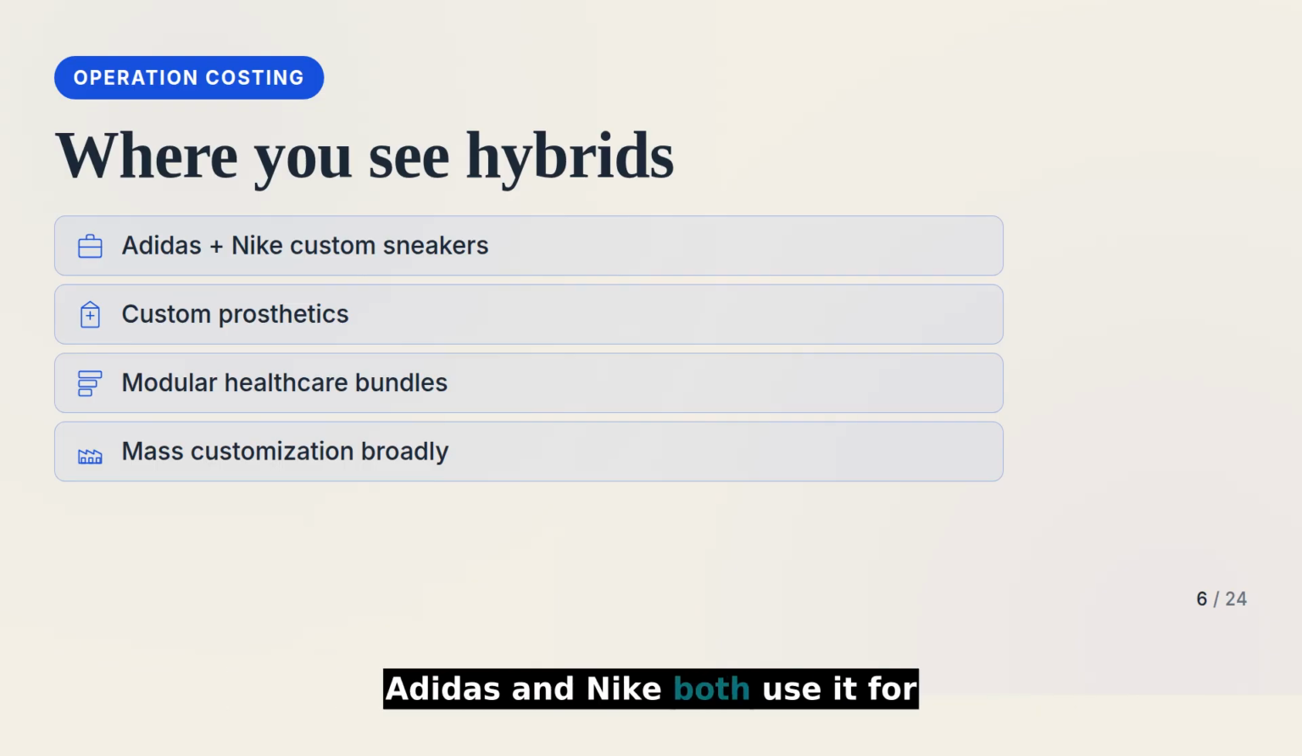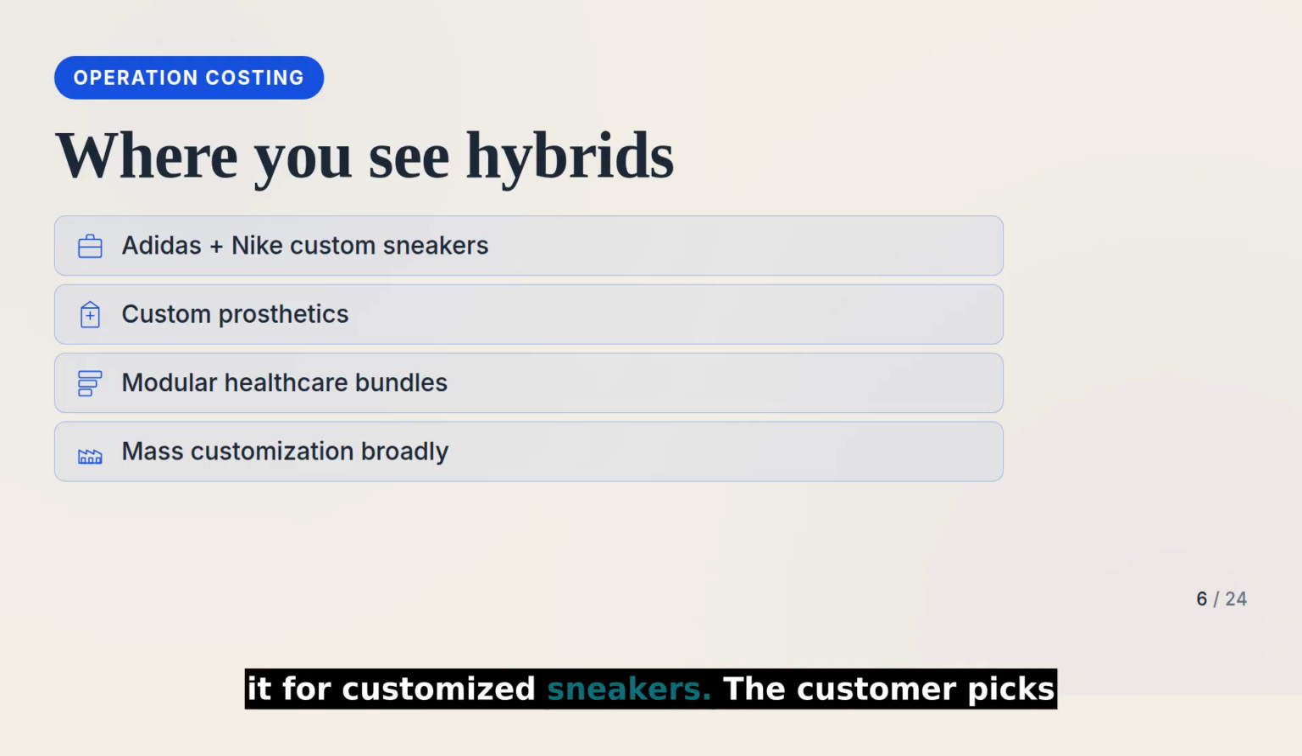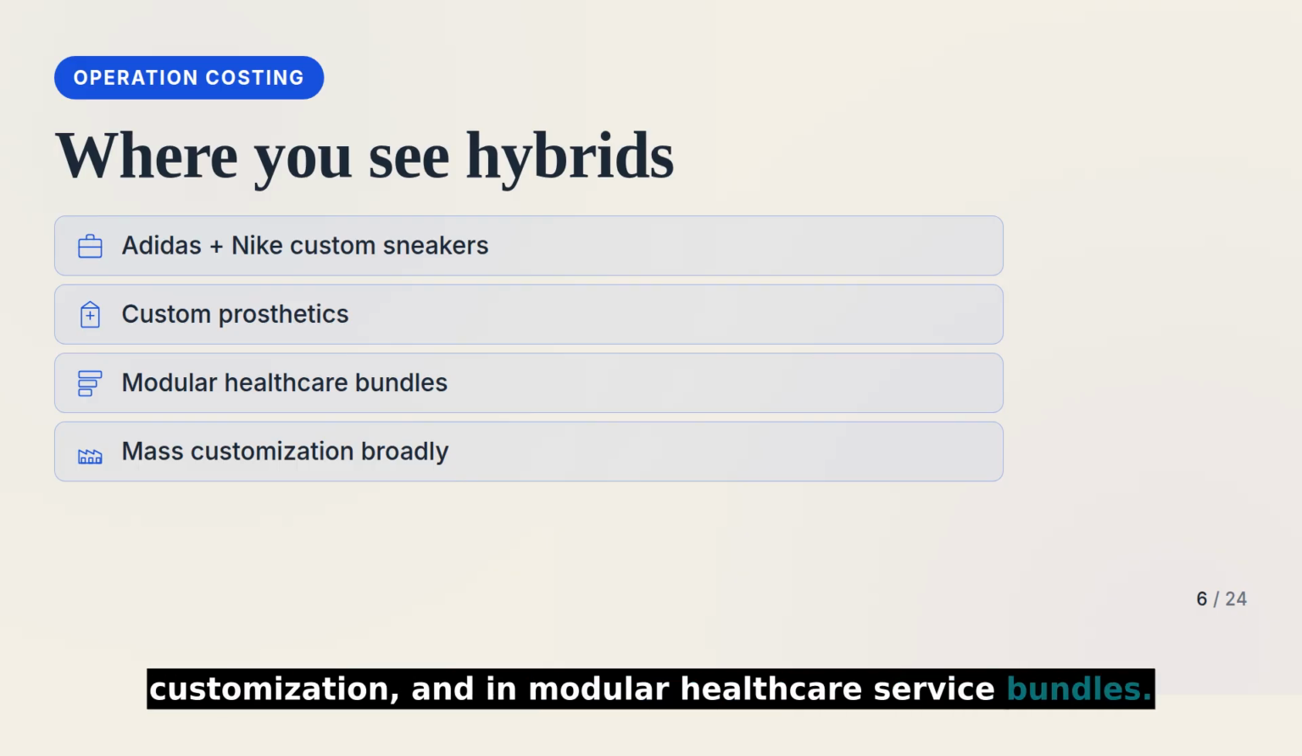Adidas and Nike both use it for customized sneakers. The customer picks colors, materials, and lacing. The factory traces those direct materials to the specific order, but the cutting machine, the stitching robot, and the QC scanner do the same operation on every shoe. Conversion cost per shoe is identical. Materials cost is unique. Same logic in custom prosthetics, in mass customization, and in modular healthcare service bundles.